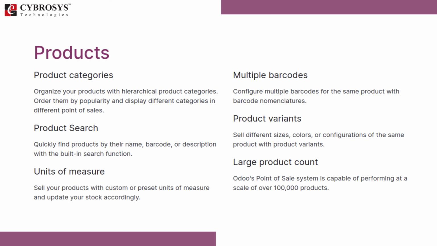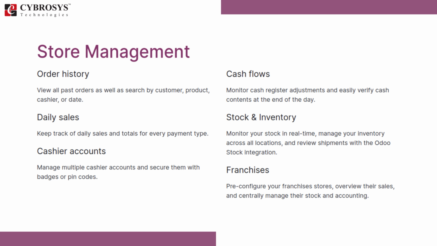Also, you will be able to configure and sell product variants, and Odoo's point of sale system is capable of performing at a scale of over 100,000 products.